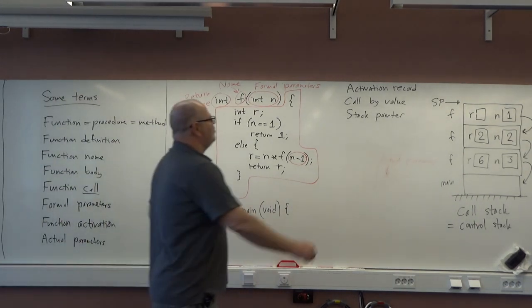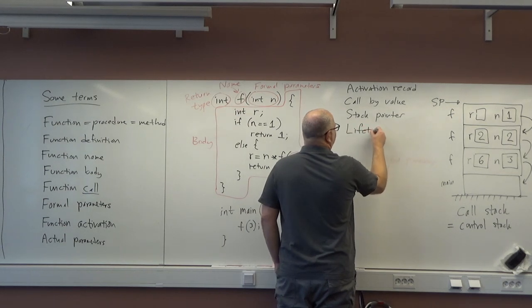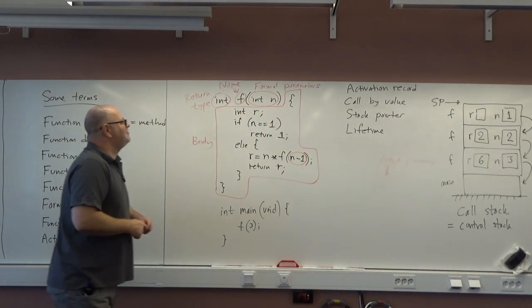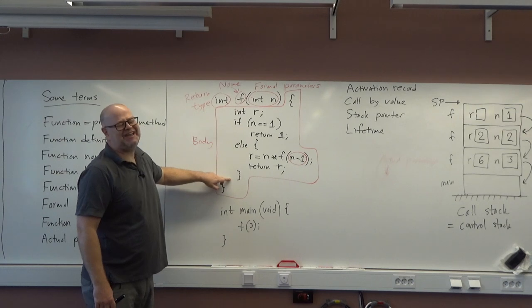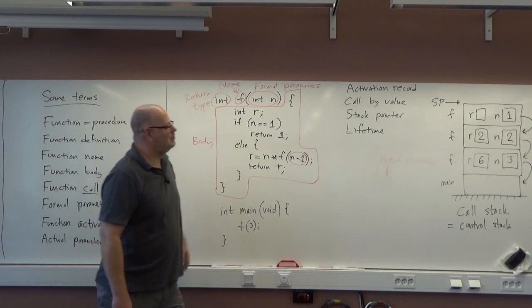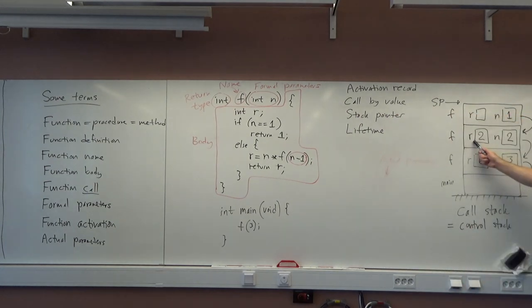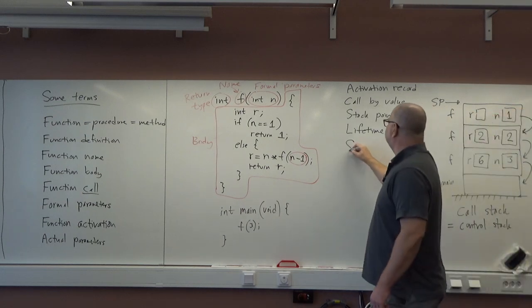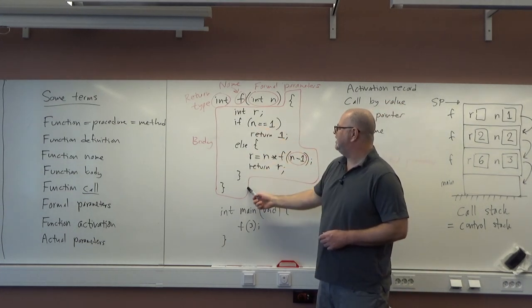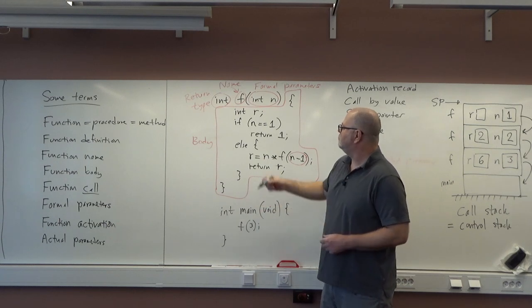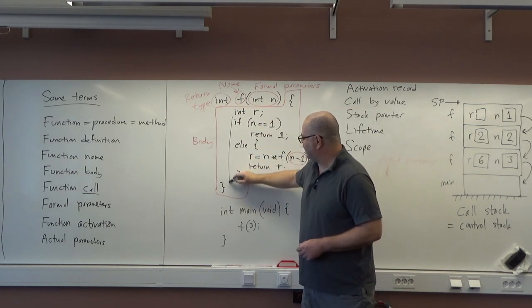You also have something we call the lifetime of a variable. And what is the lifetime of these variables? Well, it's while this function is activated. So the lifetime, for example, for this R is from when this function started working until it returns. You also talk about the scope of a variable, which is where in the source code it can be used, it's visible. So for example, R here has a scope that ends at the end of the function.